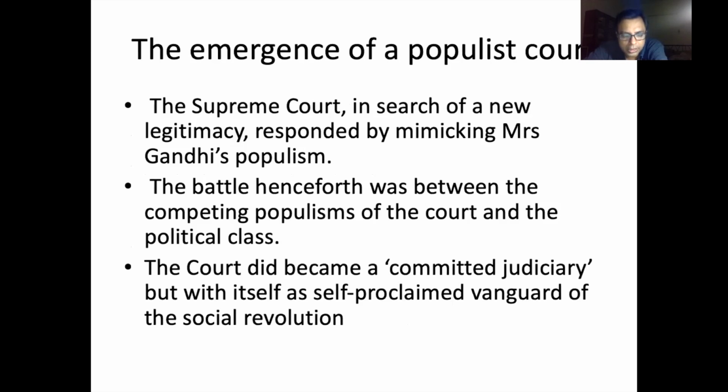The court actually, after 77, does not try to become some kind of a protector of civil liberties to legitimize itself. Instead, it responds by actually accepting all the points of attack from the prior decade, and in a sense, accepting that role of a committed judiciary. It became, as I call it, a situation of competing populisms, where the court would compete with the political class in prioritizing the directive principles, etc.